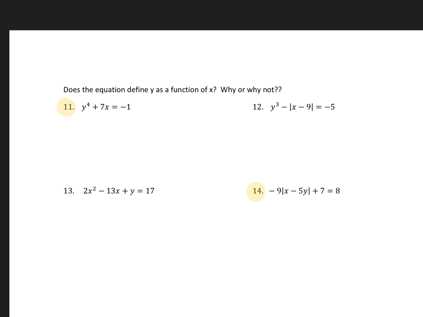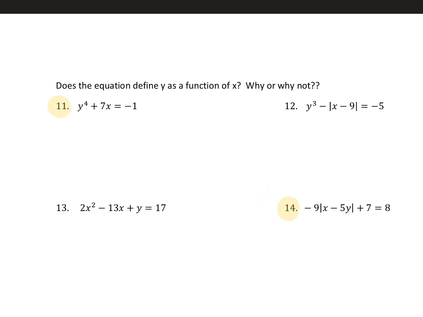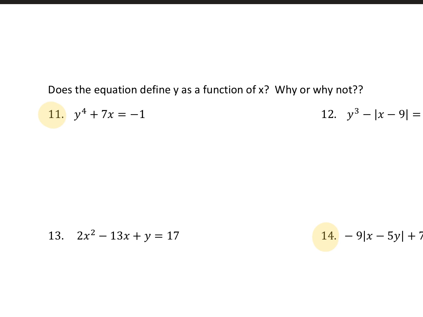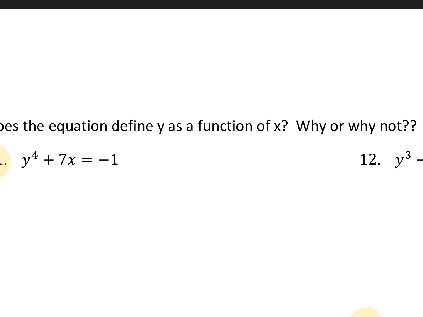So for 11 through 14, it says, does the equation define y as a function of x, yes or no? This is exactly how the directions are going to be on the test tomorrow. It's just asking if it's a function or not. So you just have to tell me if it's a function or not. The wording makes it seem like it's asking for more, but you just have to tell me if it's a function or not. What are the two things that make it not a function?